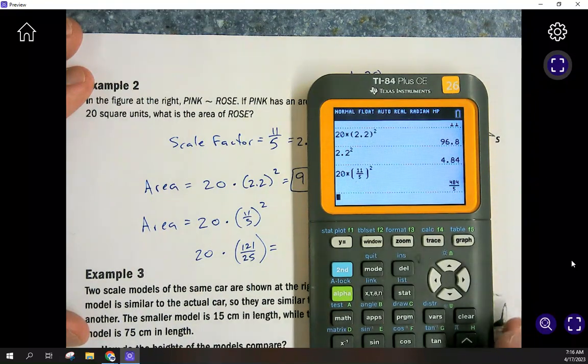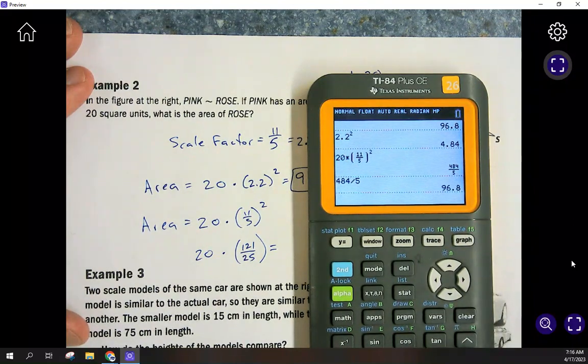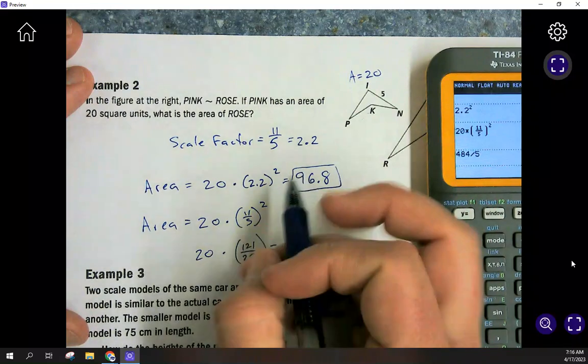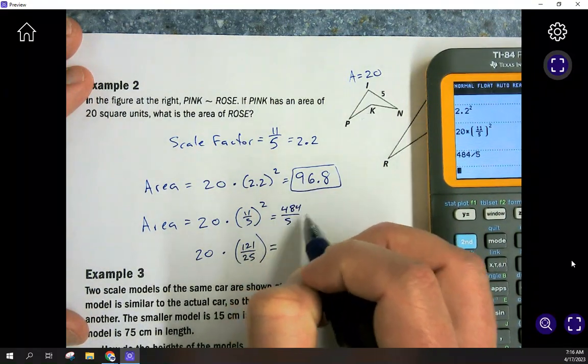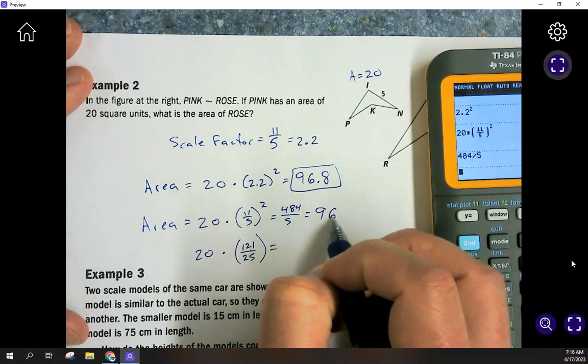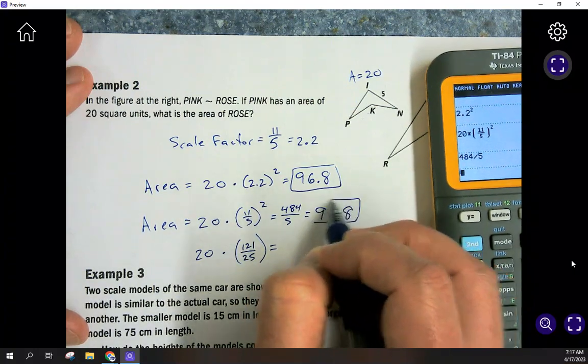So let's say you get that fraction. We don't want to leave our answer like that, so you do 484 divided by 5. And sure enough, there's our same answer of 96.8. So this was 484 over 5, which when we divide is 96.8.